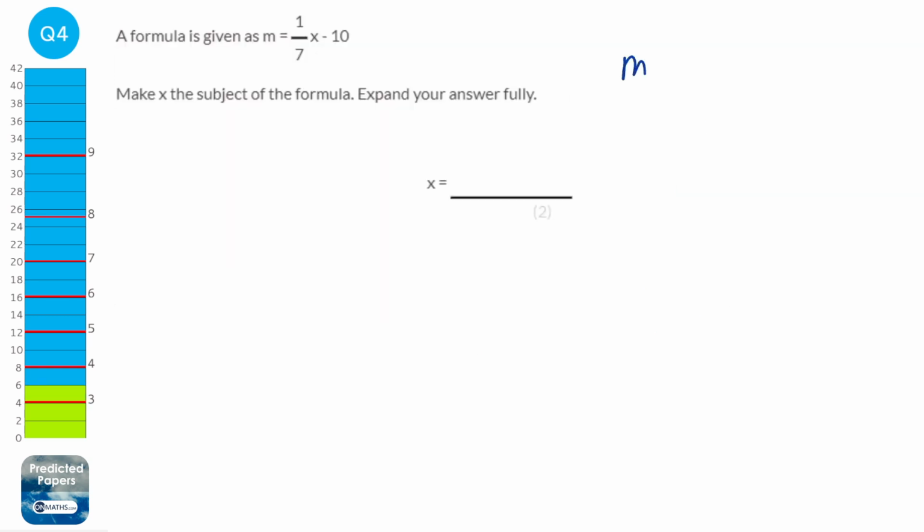So I'm going to start just by writing out the equation. And I can put my lines in.